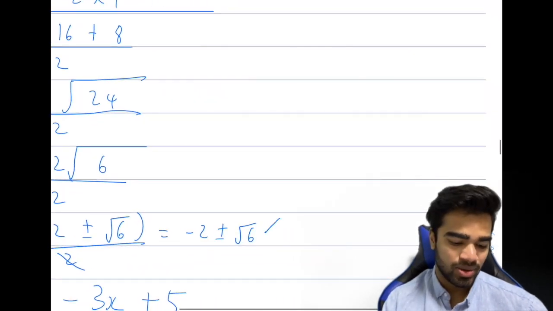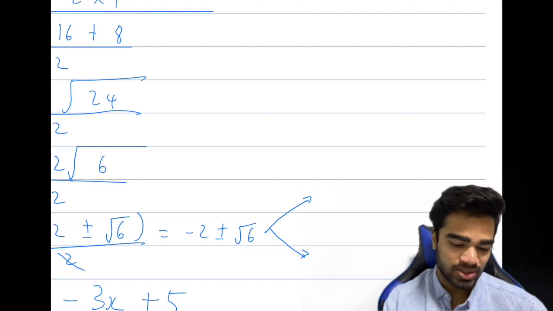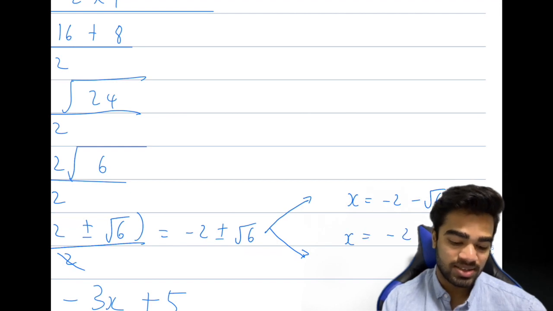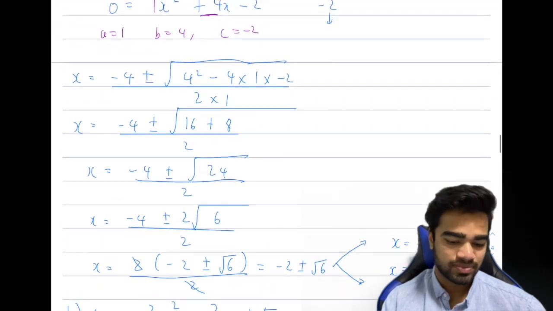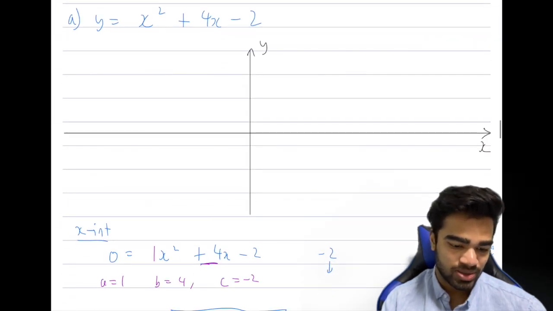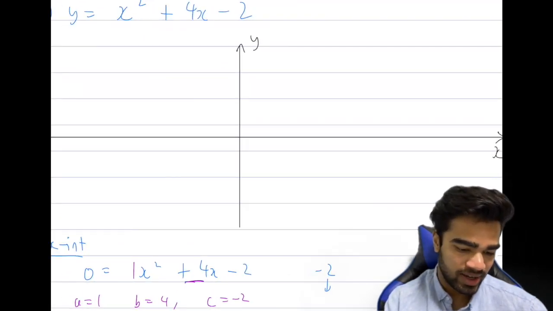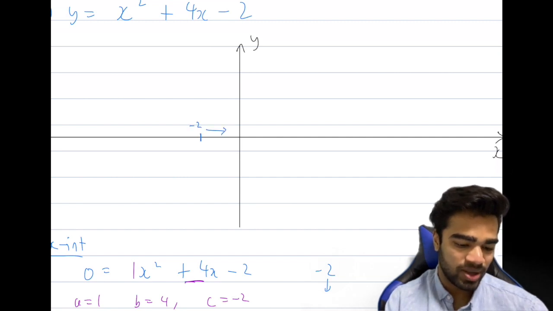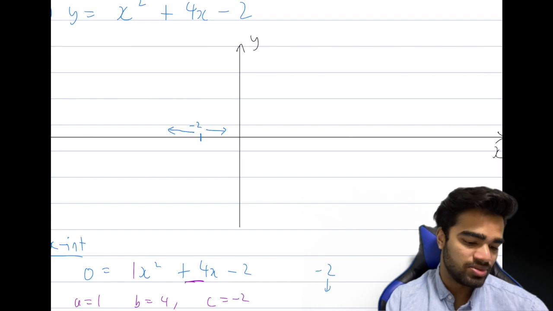Okay, so what are my two x-intercepts? If it's a plus minus, we need to split it up. The first x-intercept is -2 minus root 6. The second x-intercept is -2 plus root 6, like so. That's it. So we've got our two x-intercepts. The easiest way you can do this is first find -2. So -2 is roughly here. Then you can go plus root 6 this way and minus root 6 this way.